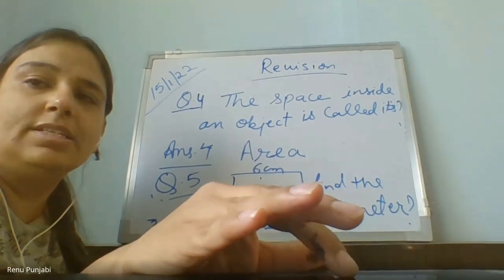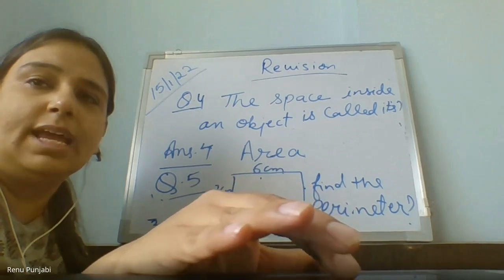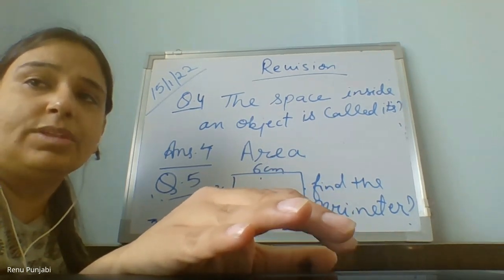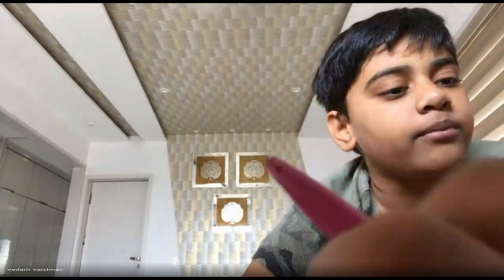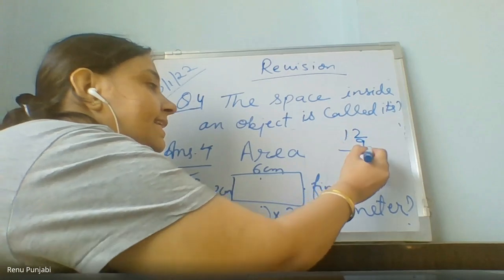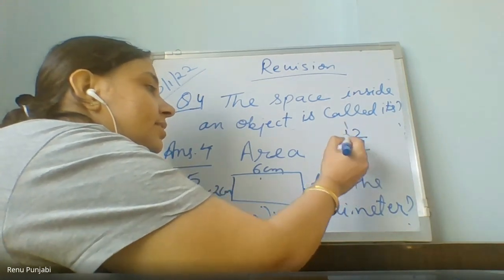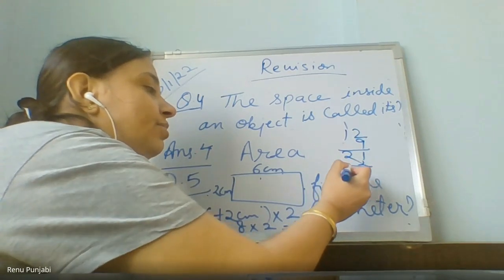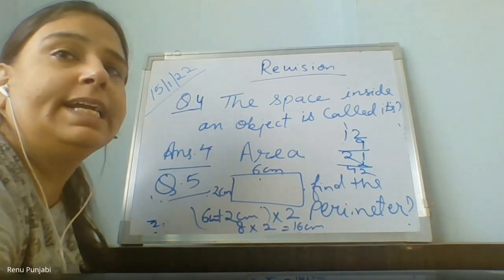Yes, ma'am. Ma'am, my answer is right. No, I have checked. Your length is 12 and breadth is 9, right? Your answer is coming 189. It is wrong. 12 plus 9 is 21. So 21 multiplied by 2 is 42. How can it be 189?